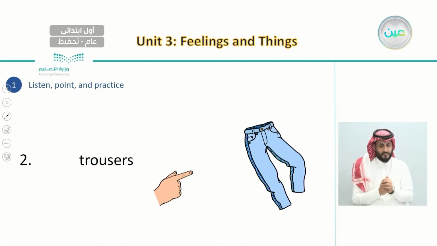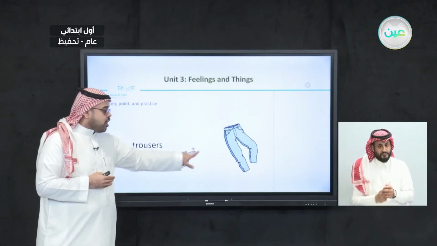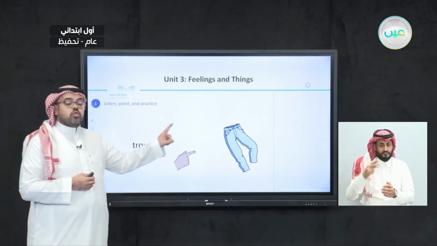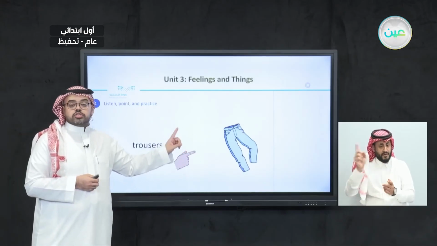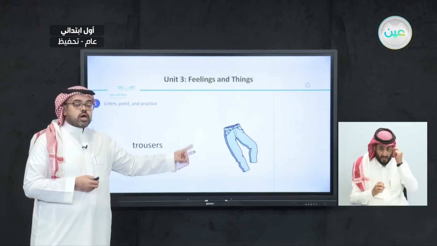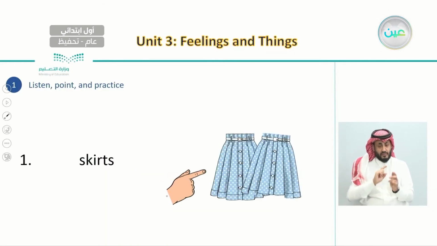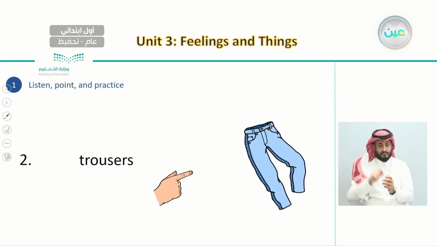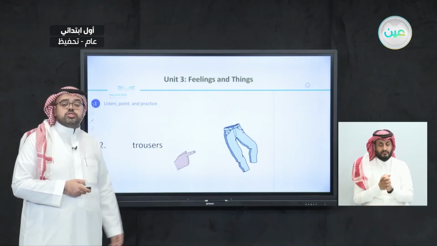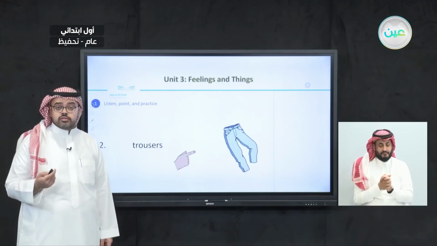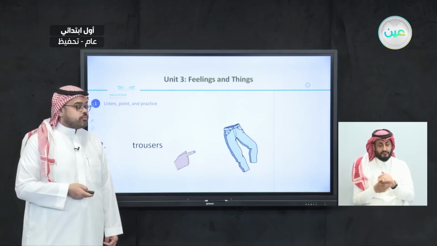Let's see number 2. If something is not close, it is very far, as you can see. Here in this case, we said, those are trousers. So, if something is very close, we said, these are skirts. And if something is very far, we said, those are trousers.